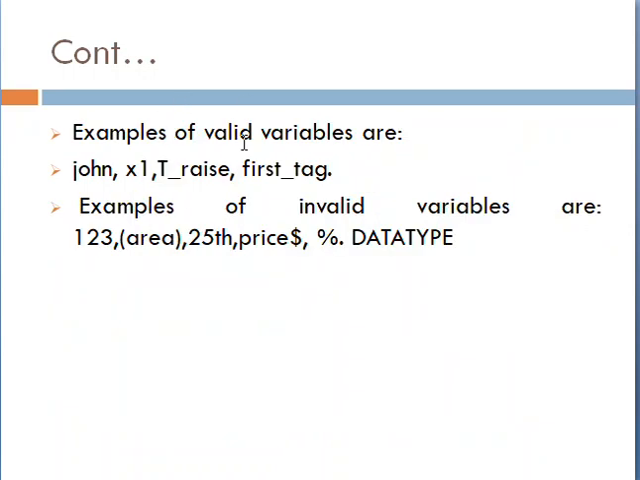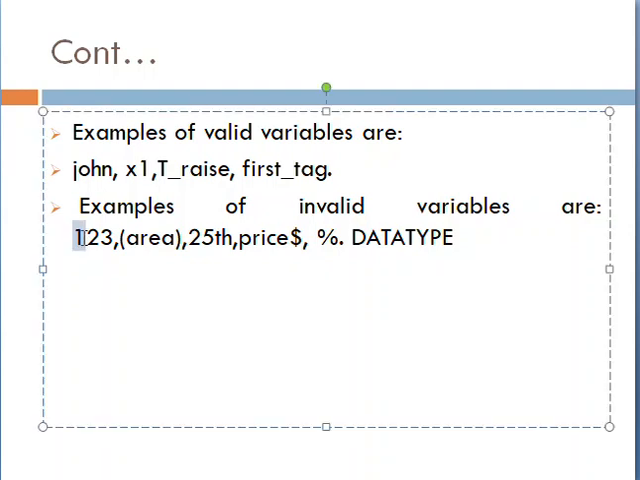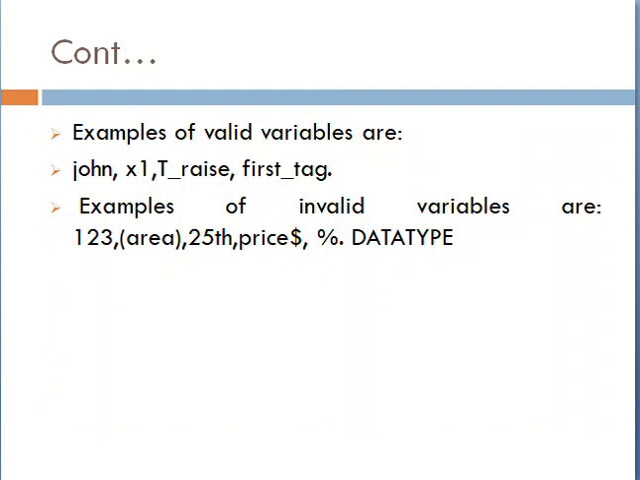Examples of valid variables are John, x1, t_raise, first_tag. Okay, this is the right method to declare a variable. Some invalid variables are like 1, 2, 3. Here 1, 2, 3 is a constant, not a variable. So we must be careful when declaring our variable names.